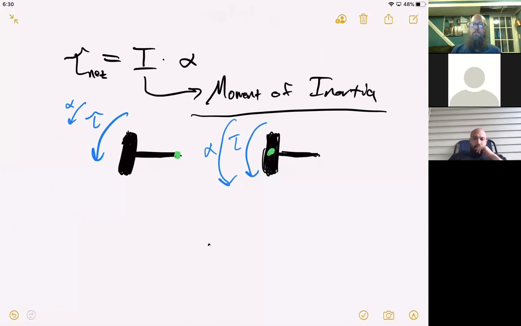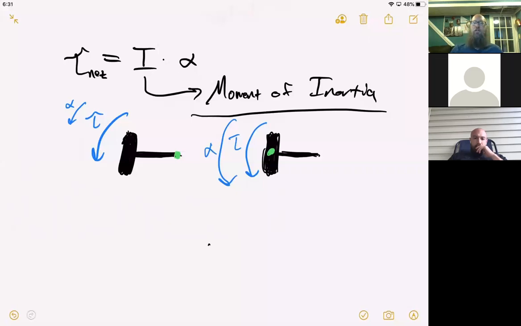But let's say you're trying to shake the hammer back and forth. It takes a lot more effort if you're holding the handle than if you're holding the head. If you hold the head of the hammer, you can rotate this pretty easily because most of what you're doing is rotating the handle. Most of the mass is not rotating very much because it's sitting right at the axis of rotation.